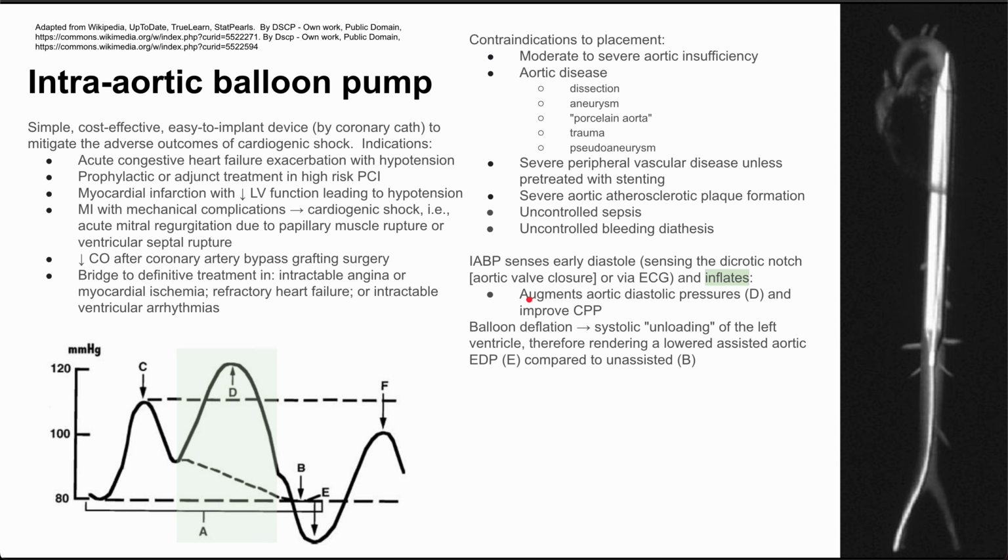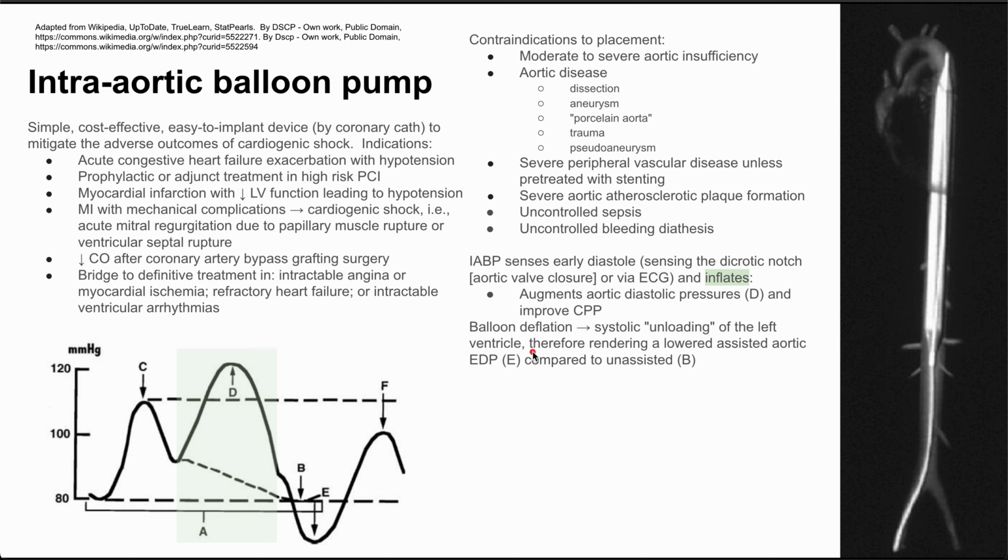When the balloon inflates, it augments the aortic diastolic pressure. So that's this D wave here. This is the balloon inflating, increasing the pressure and augmenting the diastolic pressure and improving coronary perfusion. The balloon then deflates, and this is the systolic unloading of the left ventricle. This creates a negative pressure in the aorta, and it essentially allows the blood to flow forward even better than if the balloon was not deflating or not there at all.